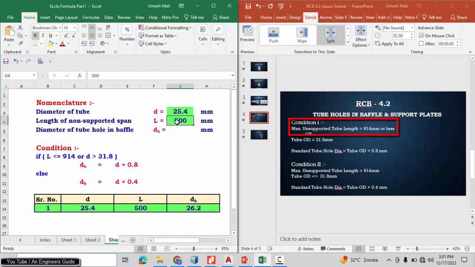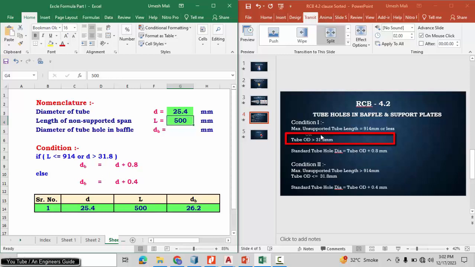So in this case, the result is my tube OD 25.4 mm plus 0.8, which is nothing but 26.2 mm. My second condition is tube OD shall be greater than 31.8 mm. Here my tube OD is not greater than 31.8 mm, but my unsupported tube length is less than 914. So one condition is satisfied here. That's why my tube hole diameter is tube OD plus 0.8 mm.